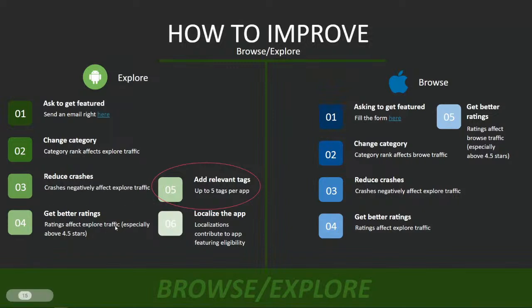We obviously want to get better ratings. We want to add relevant tags on Google Play. They affect only browse traffic, not search traffic. And we want to localize the app. The more countries we are localized to, the better our browse traffic would be. Also, it would be easier to get featured because they like when apps are localized. So when it comes to browse and explore traffic, these are the things that we can do in order to improve it.